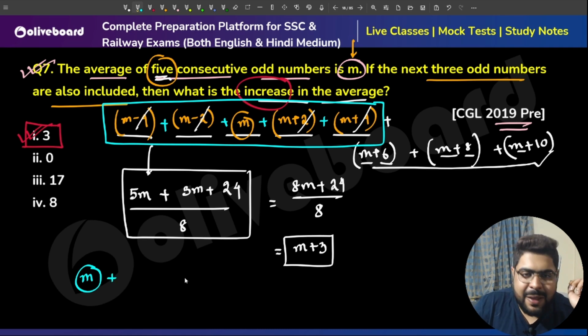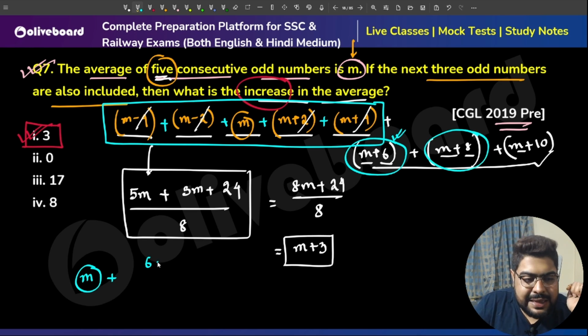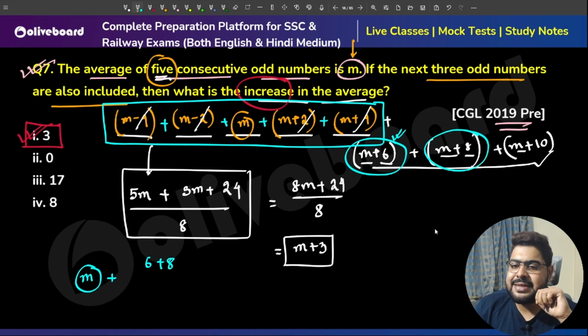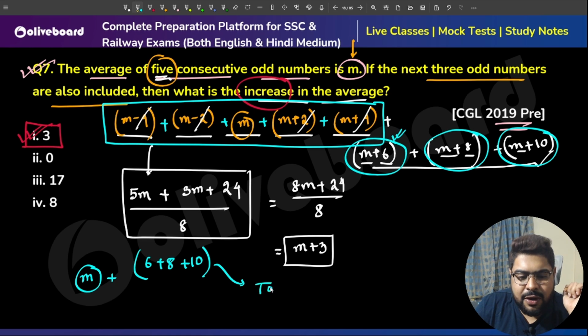Please understand. If I use the deviation method, this number is how much more than my average? It is 6 more than my average. This number is 8 more than my average. This number is 10 more than my average. So this is what we call the total deviation.